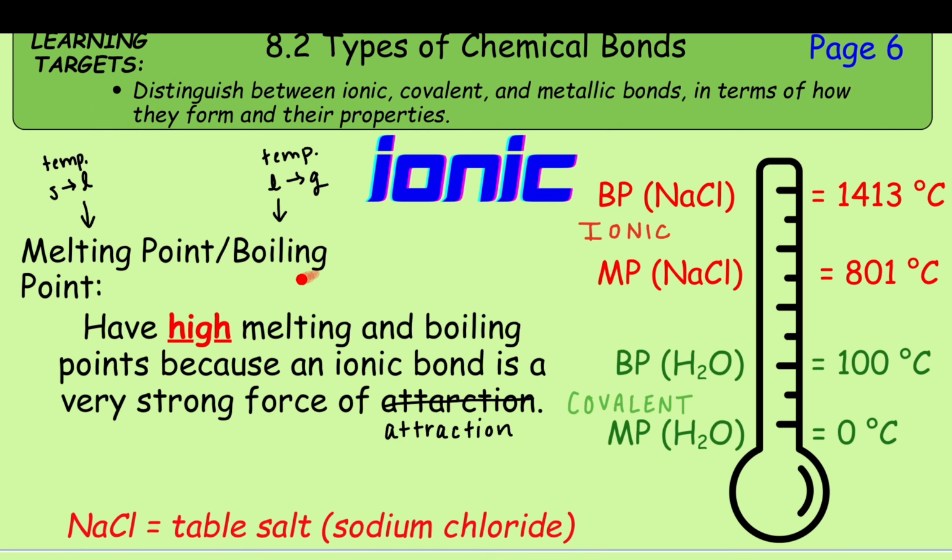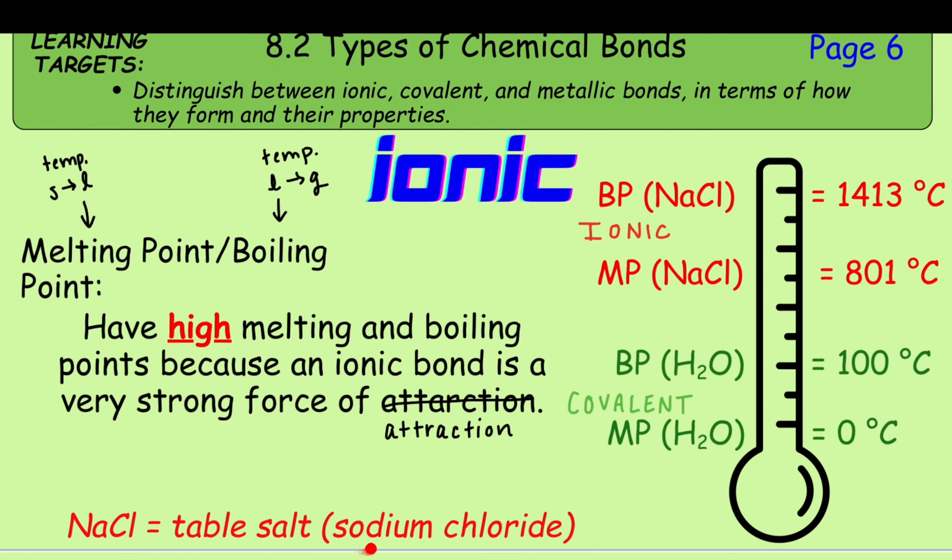So for melting point and boiling point, remember that the melting point is the temperature at which a substance is going to turn from a solid to a liquid, or melt. And the boiling point is the temperature at which a substance is going to turn from a liquid to a gas, or boil or evaporate. So ionic compounds are going to have high melting points and boiling points.